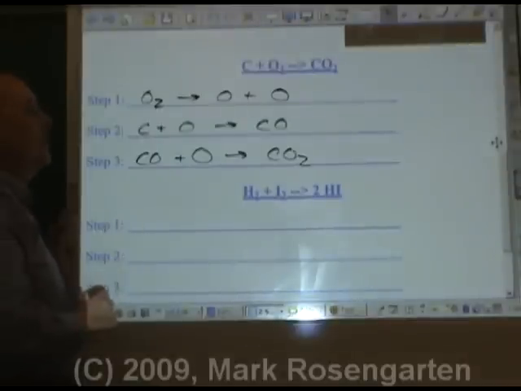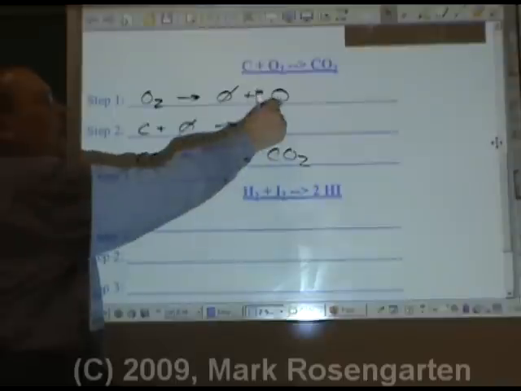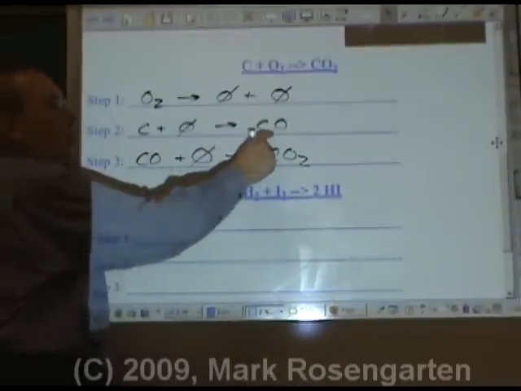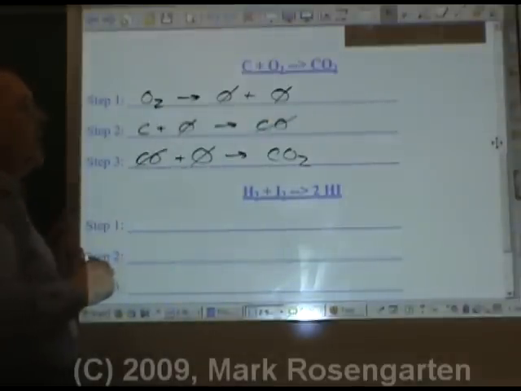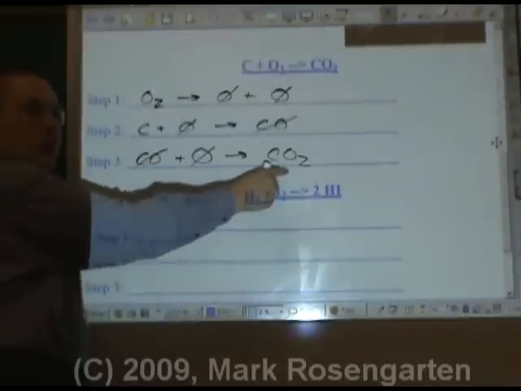Notice what happens. The O that was formed gets used up. The intermediate, CO, gets used up. To give us our final reaction, C plus O2 forms CO2.